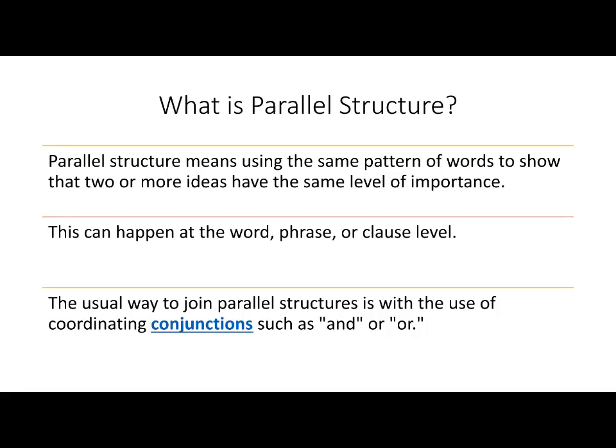The usual way to join parallel structure is with the use of coordinating conjunctions such as and or or. Sometimes you can have commas that separate them, but there's usually going to be an and or an or between the two. Sometimes semicolons, there are exceptions, but just look at any separation of the clauses or ideas or words. And those are usually what joins the parallel structure.